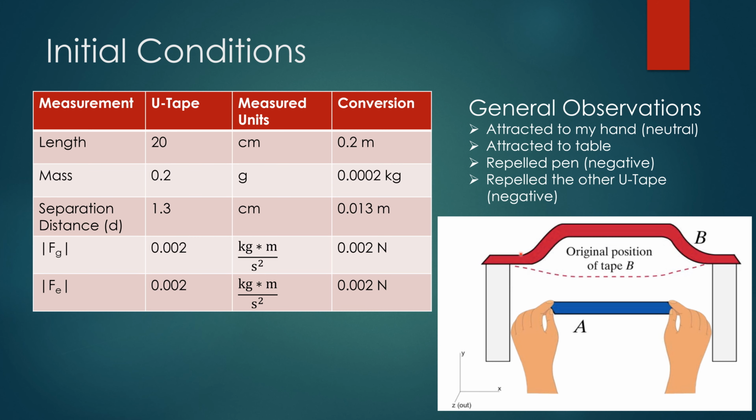Now for the main part of the experiment, we had to levitate a piece of tape. Since they were the same charge, they repelled each other. And these are our initial conditions: a length of 20 centimeters and a mass of 0.2 grams. The separation distance is this, to see how high it levitated. And then we found the force of gravity using force of gravity equals mg. And then we also use that, since it is not moving, you can set the forces equal to 0. So that means that the electric force, since it's the only other force acting on it as defined by the system, will be equal and opposite to the force of gravity.